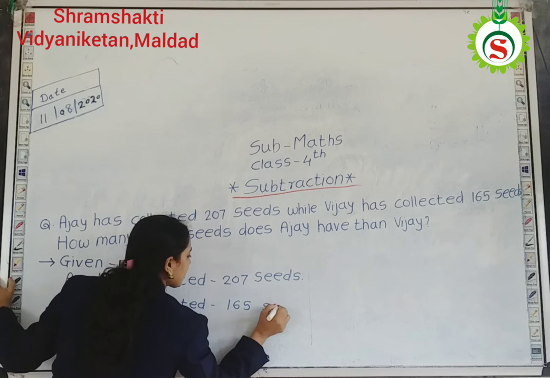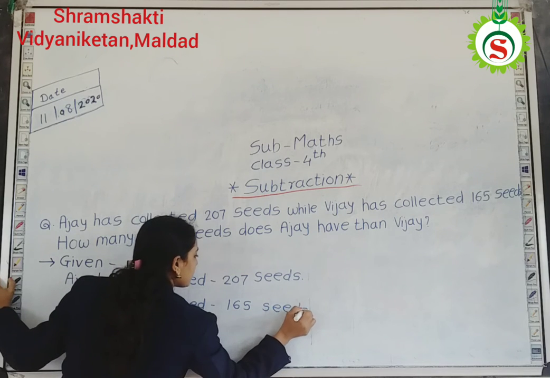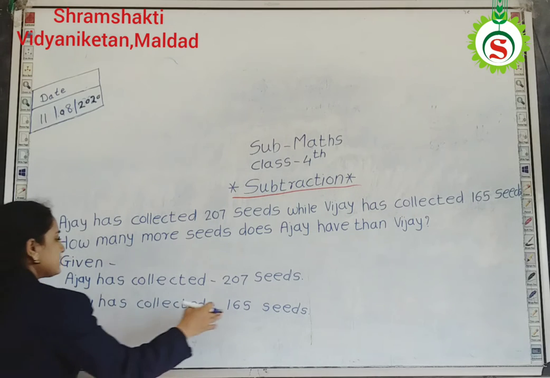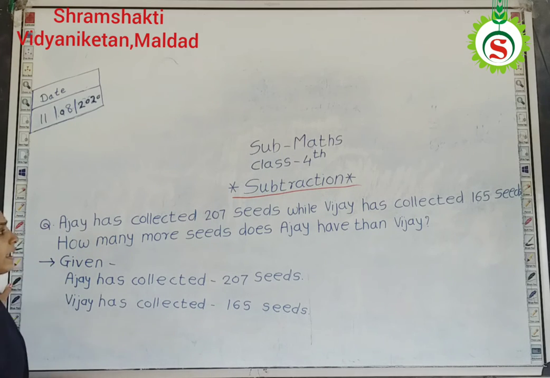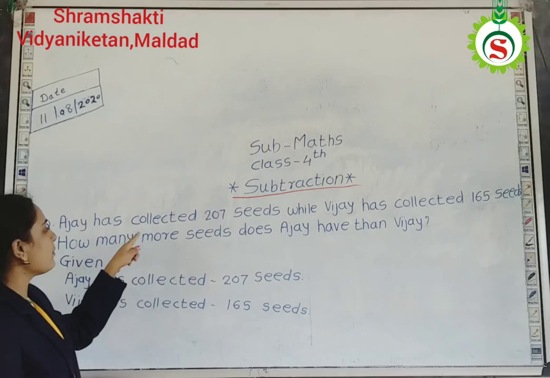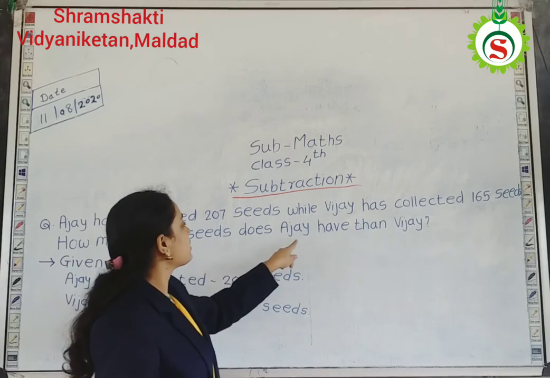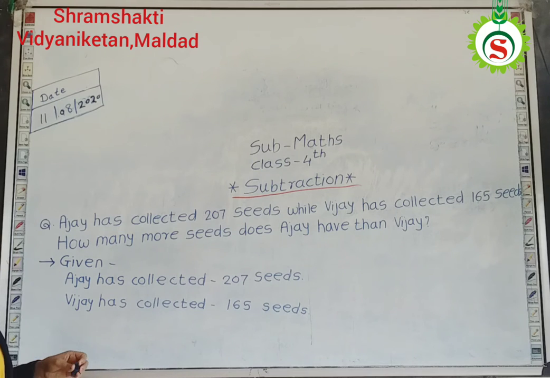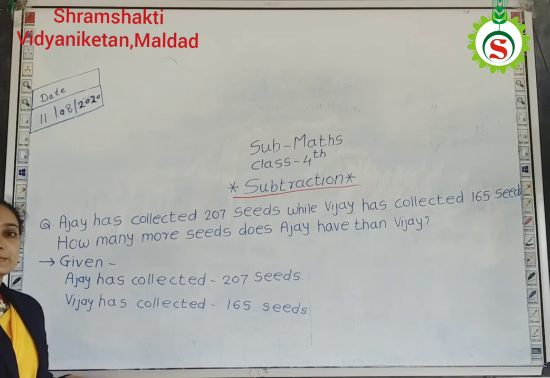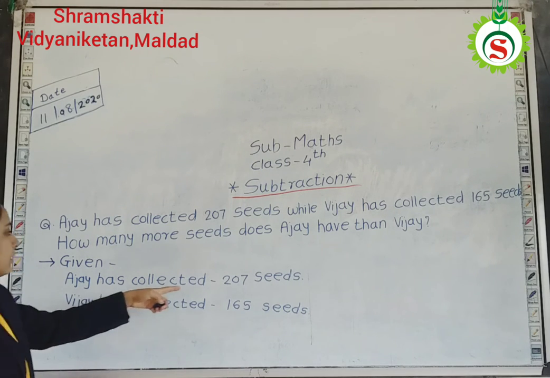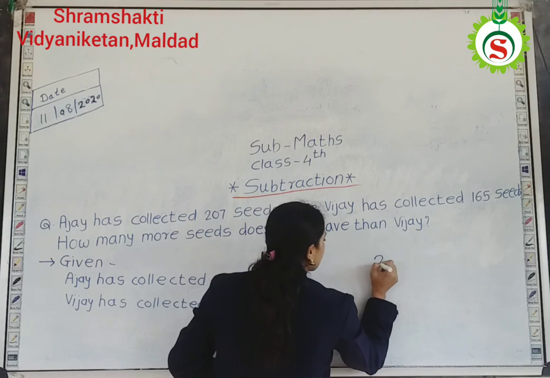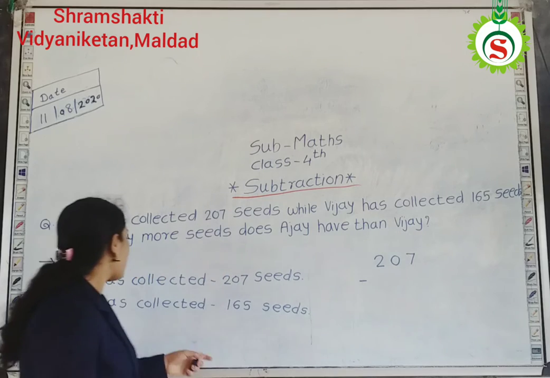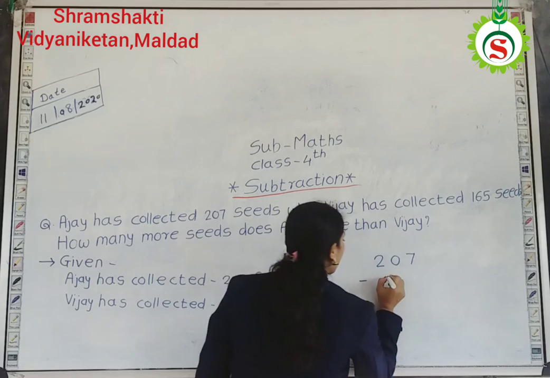Means, observe here, the seeds collected by Ajay are more than the seeds collected by Vijay, and we have to find how many more seeds Ajay has than Vijay. So what do we have to do here? We have to do subtraction. Which is the greater number? 207. Subtraction. And 165.